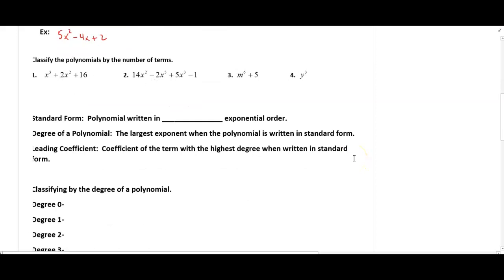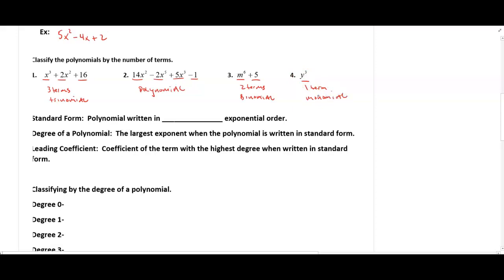So if we go ahead and classify polynomials by the number of terms, if I look at this example, this here has 3 terms. So there are 3 terms, and we call this a trinomial. Okay, the next one has 1, 2, 3, 4. Anything that has more than 3 terms, we call a polynomial. This one has 2 terms, so we're going to call that a binomial. And the last one, you have 1 term, and that would be a monomial.